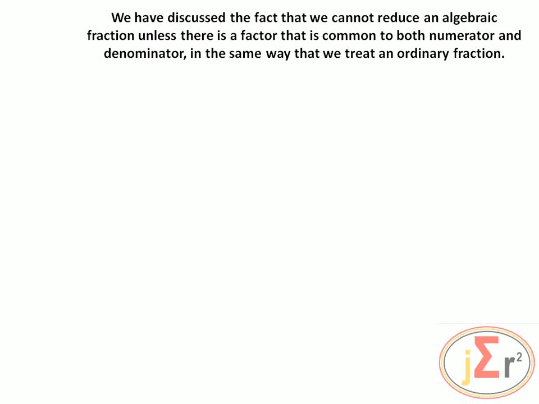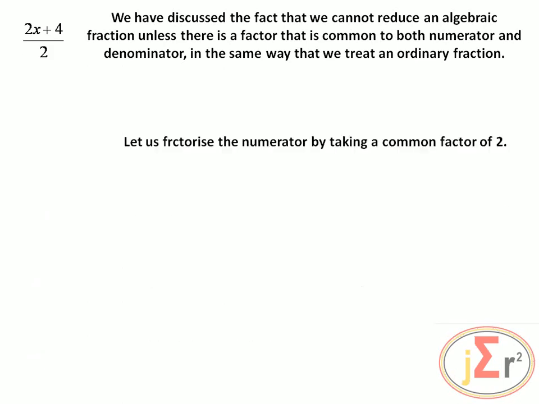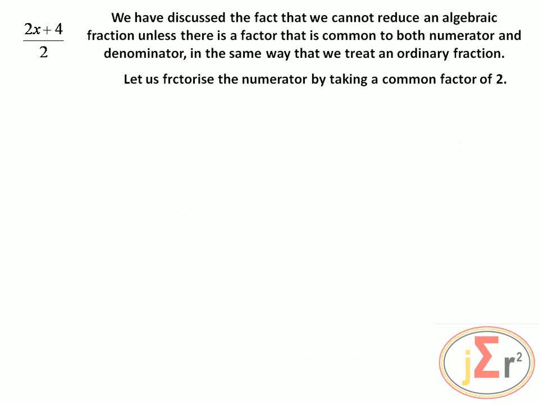We have discussed the fact that we cannot reduce an algebraic fraction unless there is a factor that is common to both numerator and denominator, in the same way that we treat an ordinary fraction. So we cannot reduce this fraction unless we have a factor that is common to both numerator and denominator. Let us factorize the numerator by taking a common factor of 2. And we will not go into the details of factorizing by a common factor of 2 after we have finished so many problems in factorization in the entire 5 tutorials.